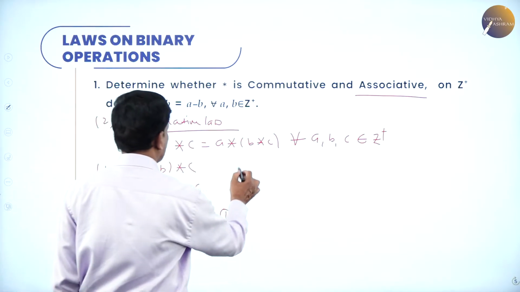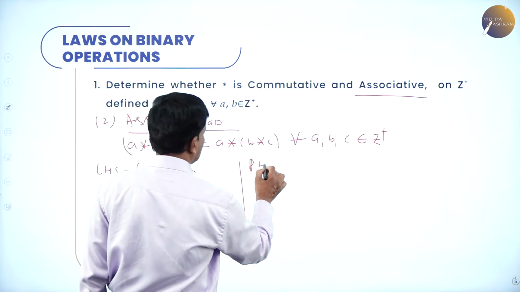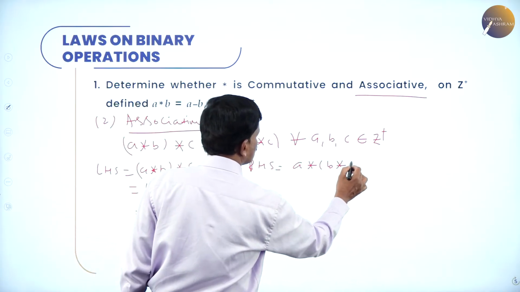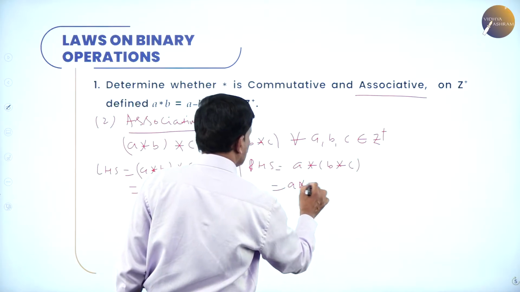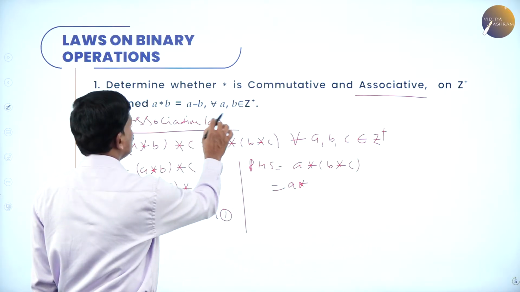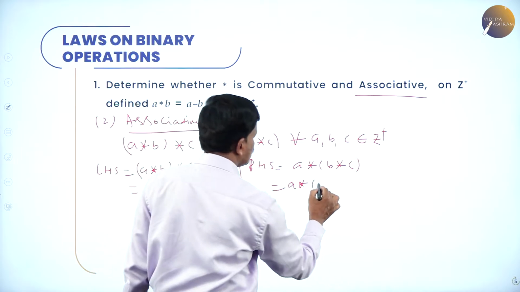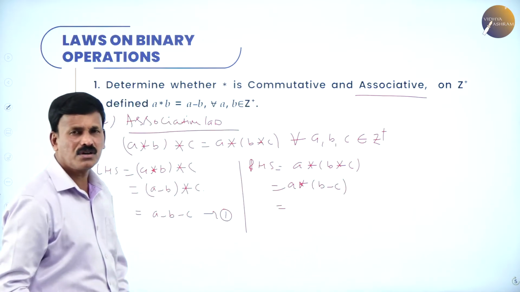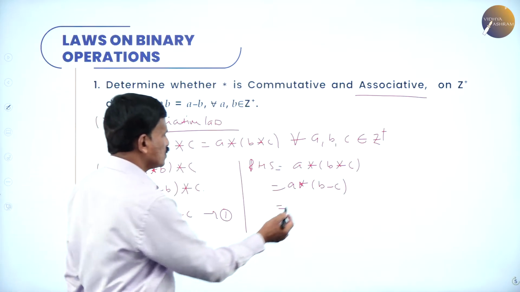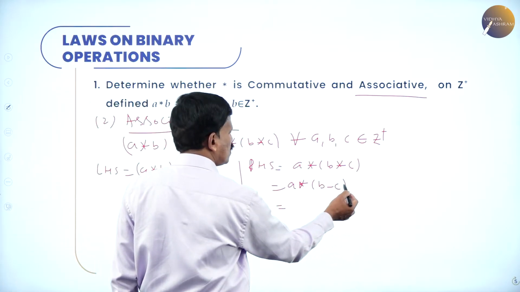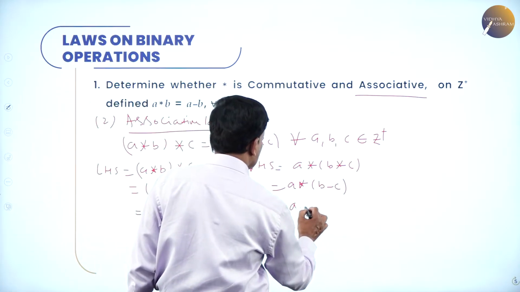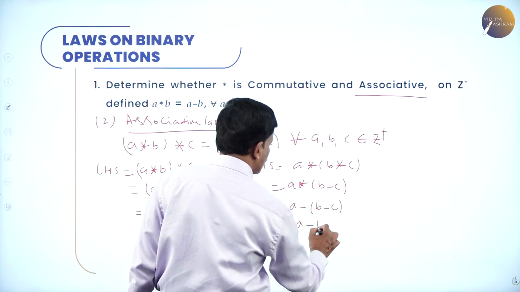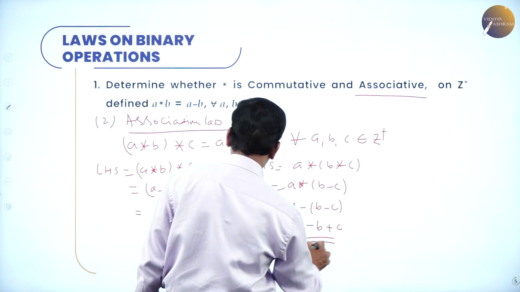Now, let us come to the right hand side, RHS. What is RHS? RHS is A star (B star C). Now, what is B star C? Since A star B is equal to A minus B, B star C can be written as B minus C. Now, this is nothing but A star, again A star B, consider this as B. A star (B minus C) can be written as A minus (B minus C). Multiplying by the minus sign, you will get A minus B plus C.